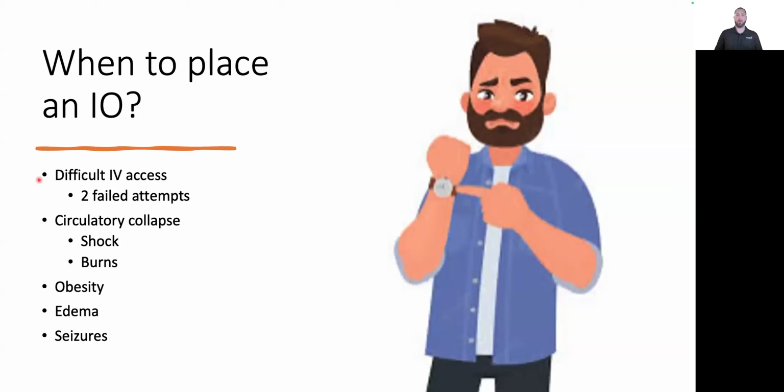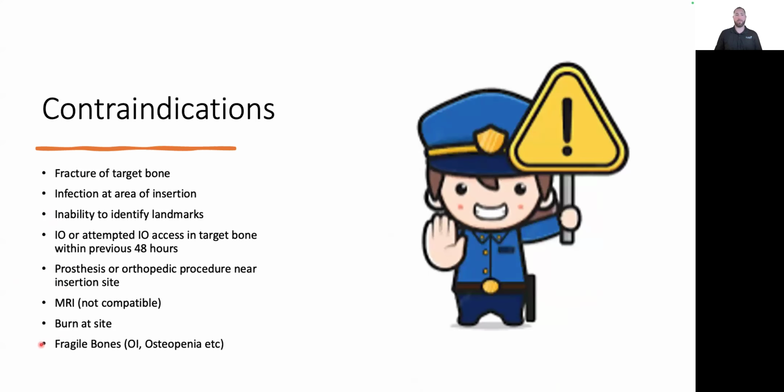Now, you're going to place this whenever time is of the essence, whenever you're having a difficult time accessing this patient's blood vessels. Maybe you've failed 2 times, they're appearing shocky, and so you need access. Specifically in shock and burn scenarios where you have circulatory collapse, if you have an obese patient or really edematous and just difficult vein access.